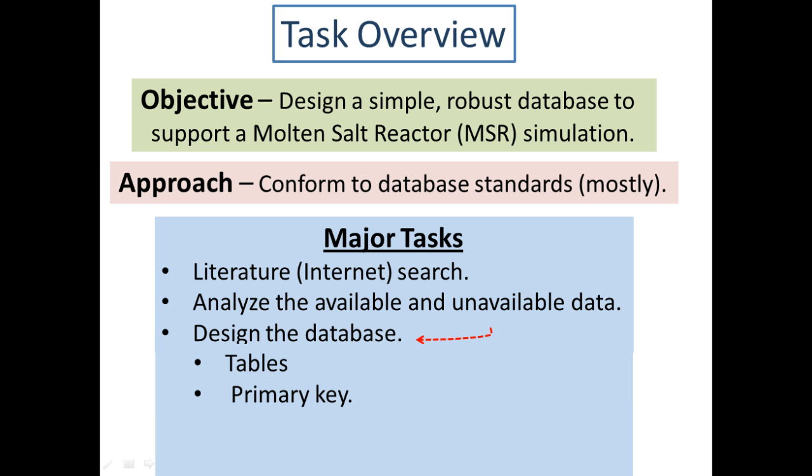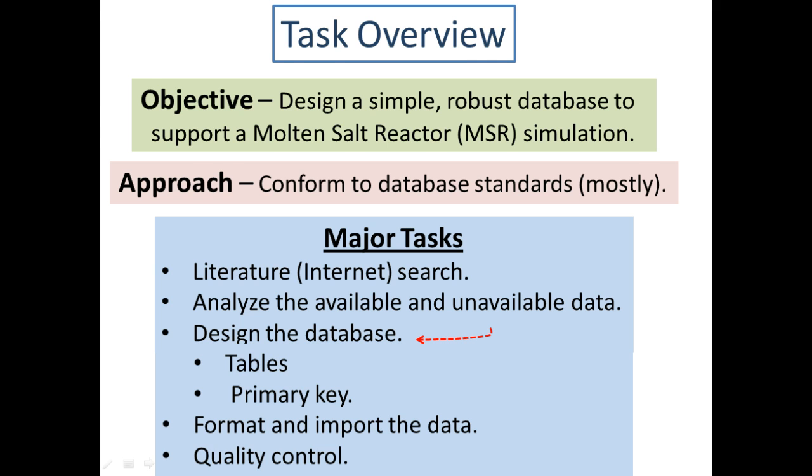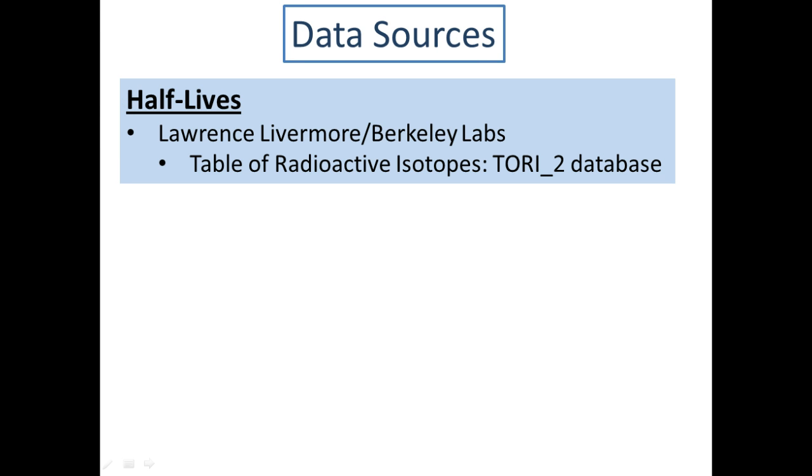I chose to use the same primary key that Berkeley uses, though I use a far different format. My approach is not the same a database purist would use, but I have reasons for that. Formatting and importing the data is rather mechanical. Quality control is not. The most convenient data is available in Microsoft Access files at Berkeley. These need some work, which I'll cover next.